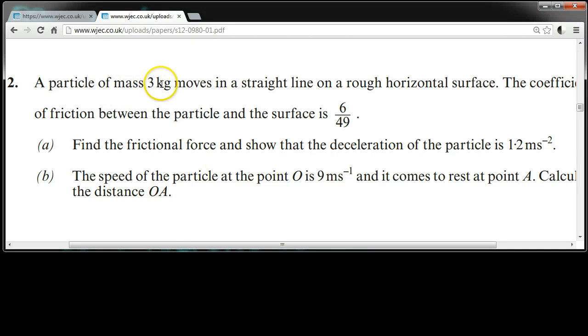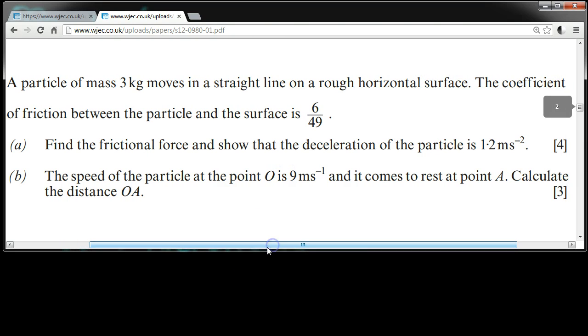A particle of mass 3 kilograms moves in a straight line on a rough horizontal surface. The coefficient of friction between the particle and the surface is 6/49. Find the frictional force and show that the deceleration of the particle is 1.2 meters per second squared.